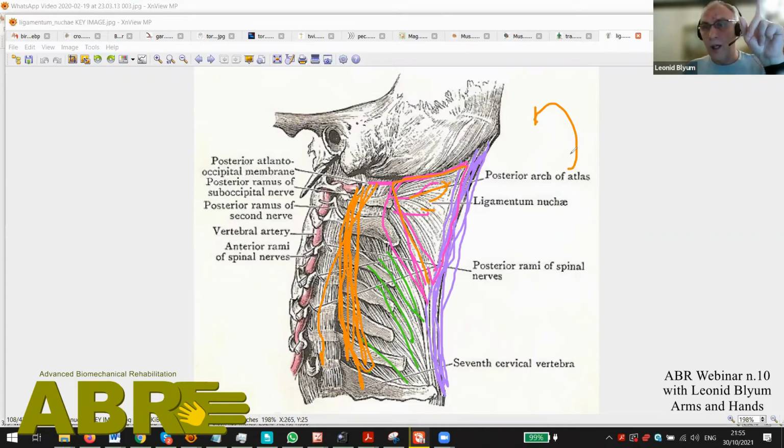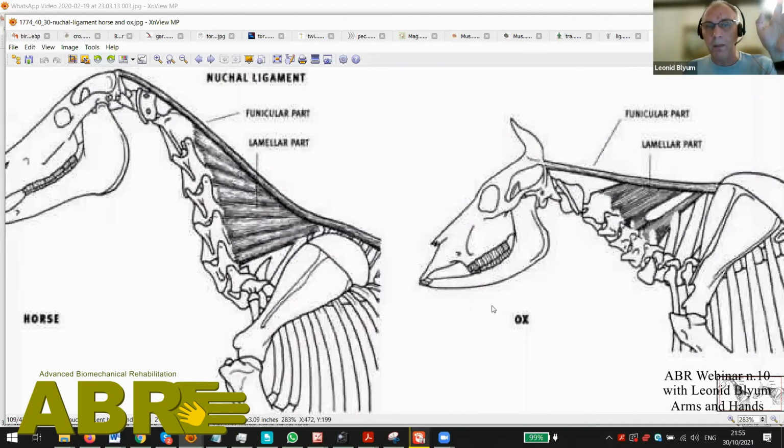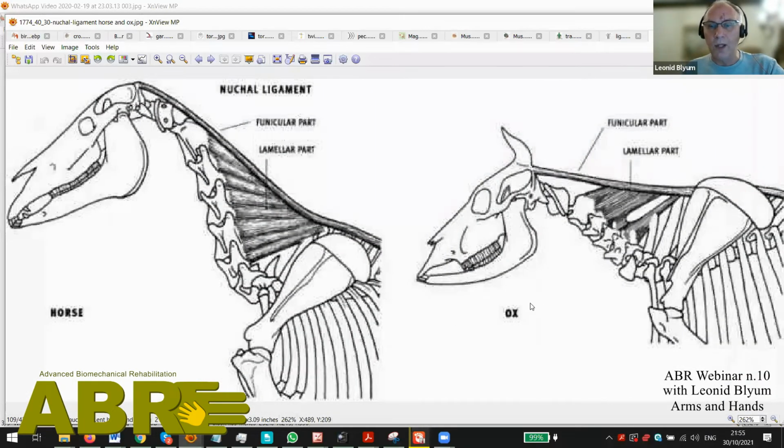And why is it so important? Because you can compare this to animals. Here they are, right? Here are the animals, the horse and the ox. And when you look at the horse and the ox, what do you see? These guys do not have those triangles, they have these leading parts. And they even have their names. The string and those inclined triangles have their names: funicular part and lamellar part.